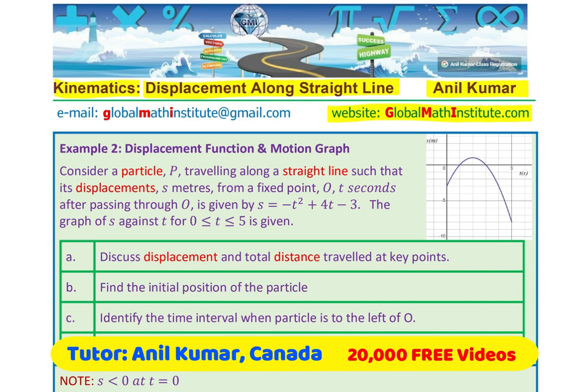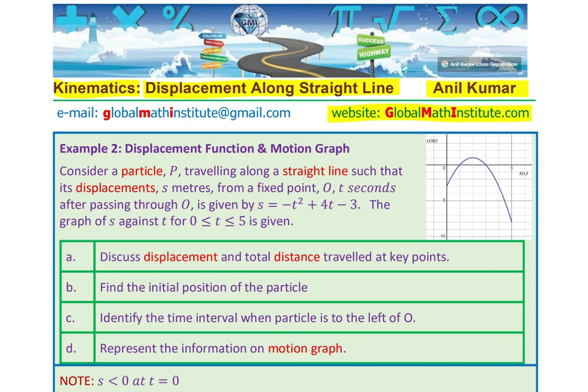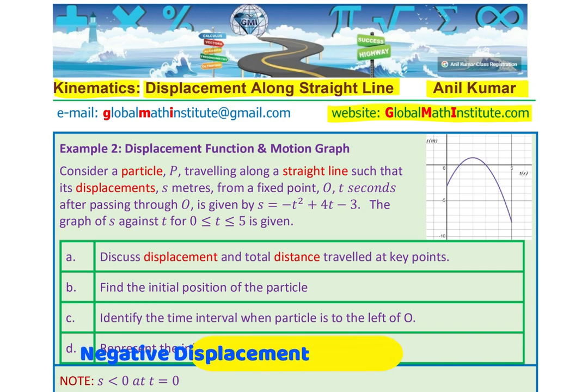The question here is, consider a particle P traveling along a straight line such that its displacement s meters from a fixed point O, t seconds after passing through O, is given by s equals minus t square plus 4t minus 3. The graph of s against t for t between 0 and 5 is given.